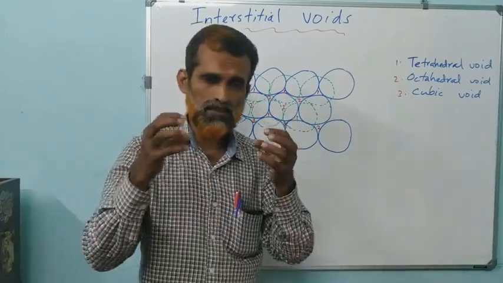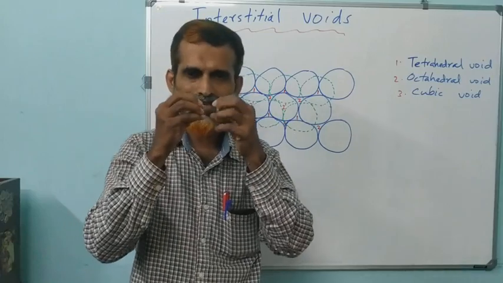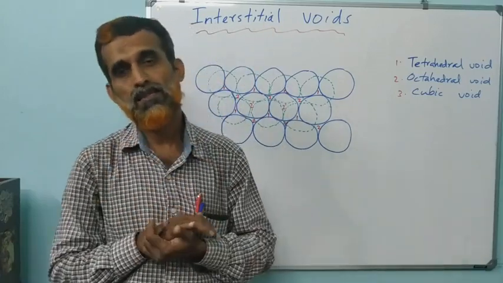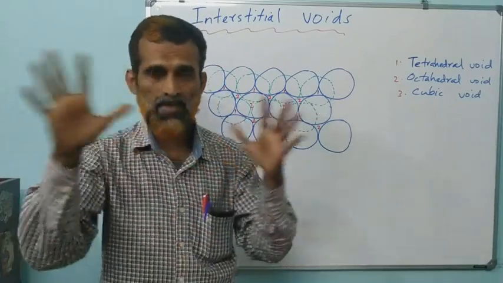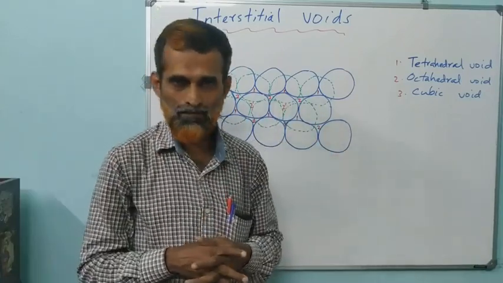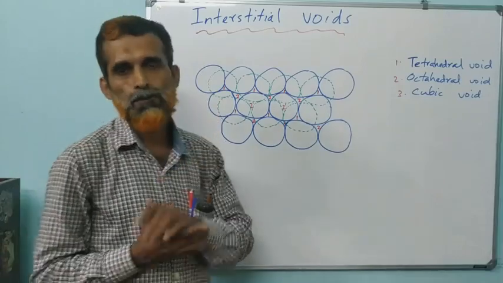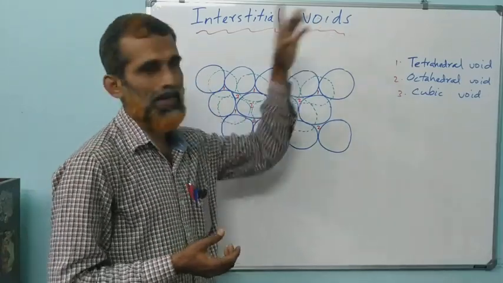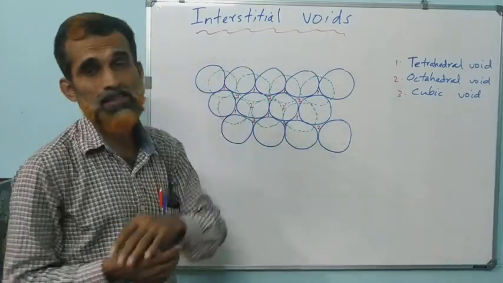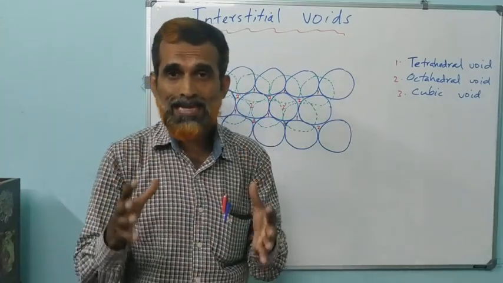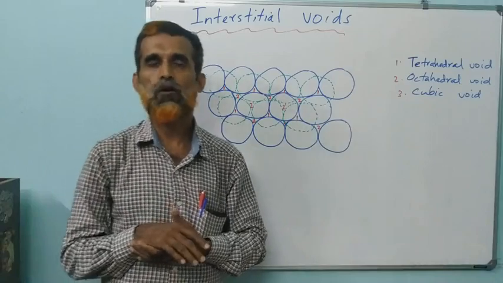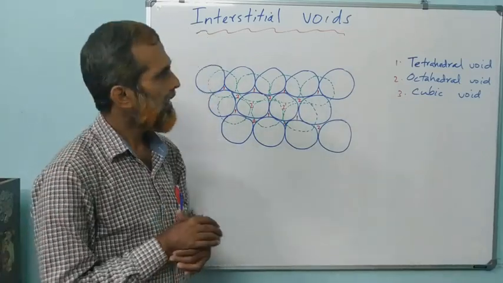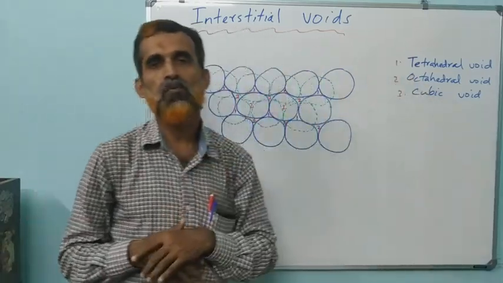Since spheres touch only at a point, there will definitely be some empty space left out in any crystal lattice. Now these empty spaces are called voids. So interstitial voids are the vacant space in the close packing of spheres or particles in crystals. Mainly there are three types of voids.